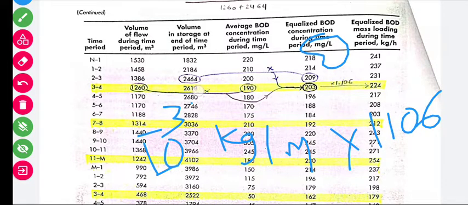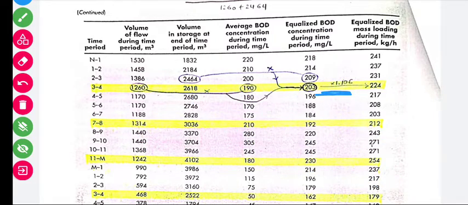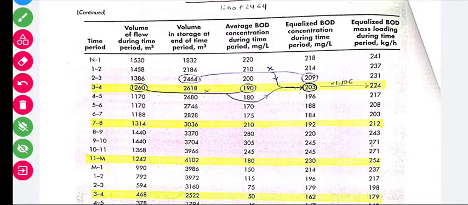So just directly, 1106 into 10⁻³ is 1.106. So you just simply multiply with 1.106, you will get this value. Similar way, you just multiply with 1.106 and you will get the kg per hour value. If you want, you can do like this: 203 into 10⁻³ into volume 1106. You can do like that also. There's nothing harm in that, but it's a little bit time consuming, while this is more straightforward.